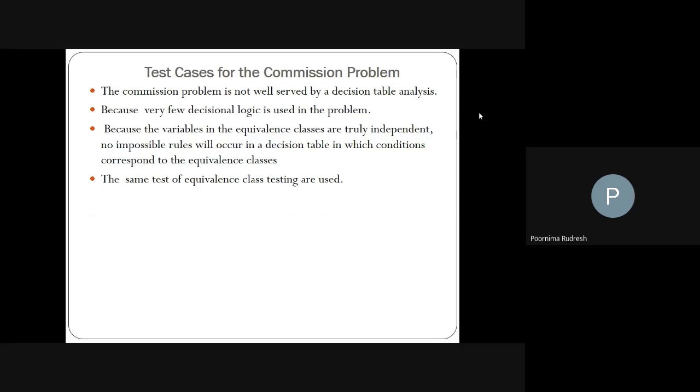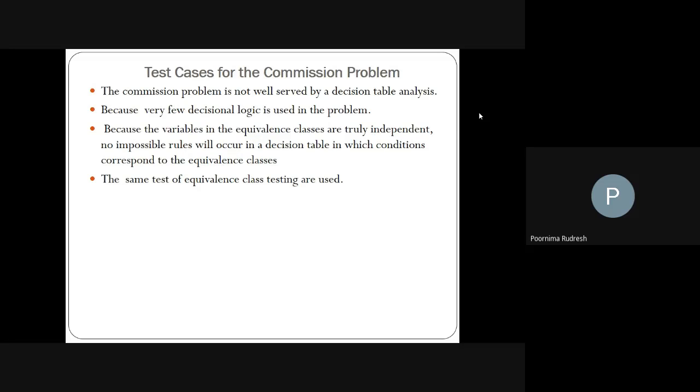So if he sells the stocks, barrels, or locks up to $1,000, he is eligible for 10% commission, and from $1,000 to $1,800 he is eligible for 15% commission, and if he sells more than $1,800, then he is eligible for 20% commission. Understood? That is the commission problem.